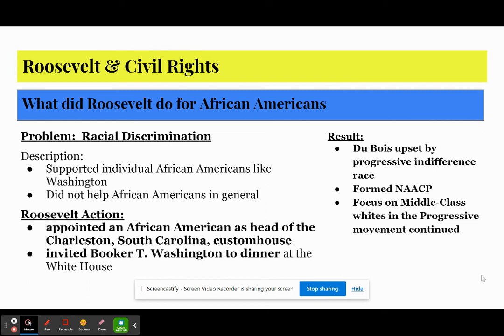And the result of this was that W.E.B. Du Bois was upset because the progressives were pretty indifferent to race. And we're going to see this with the later presidents, too. They really don't do much about race. Some white elites and Du Bois formed the NAACP, but largely the progressive era, these progressive reforms, focus on middle-class whites. And that's who are largely going to benefit from these progressive reforms.